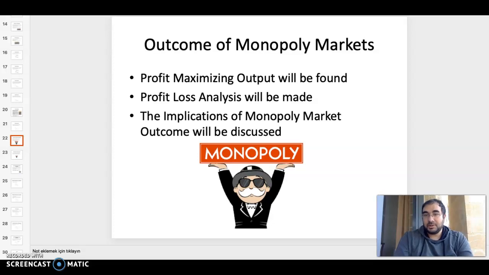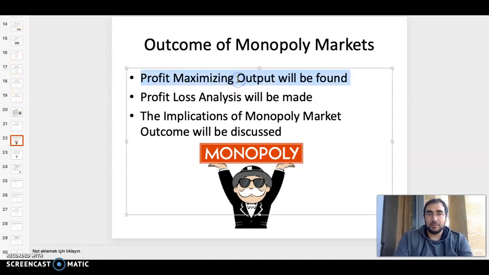Well, welcome to the third section of today's topic, which is monopoly and imperfect competition. In this section, we will basically discuss the outcome of the monopoly markets. In order to discuss the outcome of the monopoly markets, first we are going to find out the profit maximizing output level.